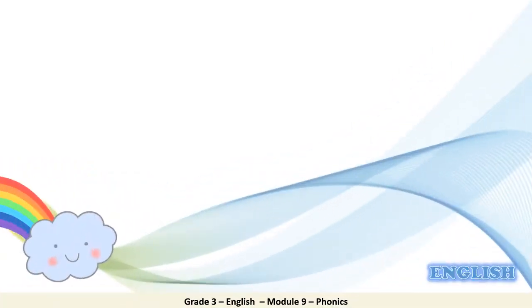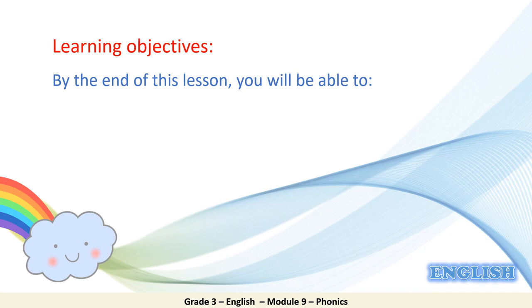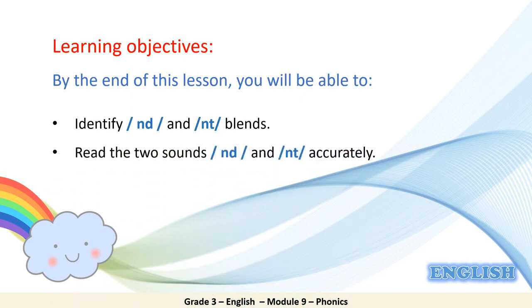Let's take a look at our learning objectives. By the end of this lesson, you will be able to identify nd and nt blends, read the two sounds nd and nt accurately, and spell words with the two sounds correctly.